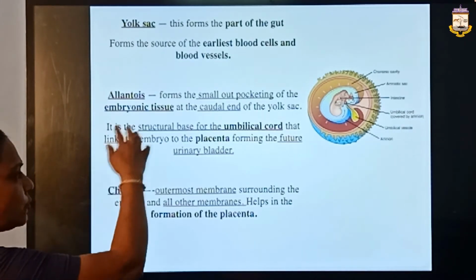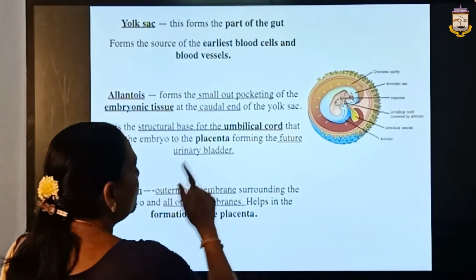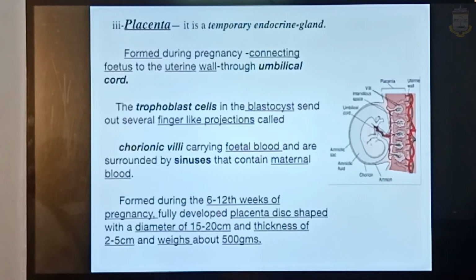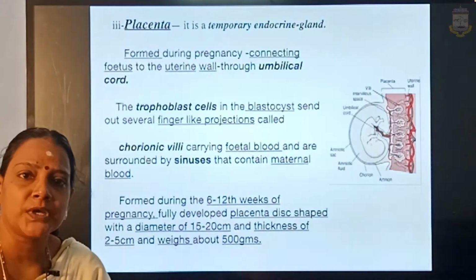The next one is the outermost membrane covering all this. The amnion and allantois are all covered by the chorion. The chorionic membrane, the outermost, helps in the formation of the placenta. So what is the placenta? The placenta is a temporary endocrine gland. It is formed only during pregnancy, connecting the fetus to the uterine wall through the umbilical cord. You should learn the difference between the placenta and the umbilical cord.